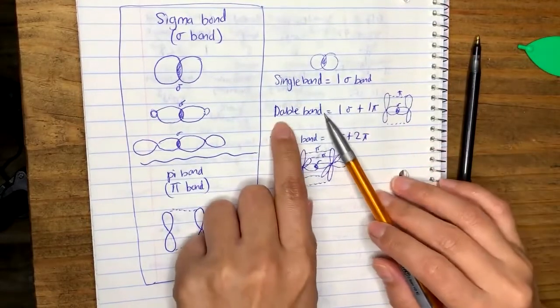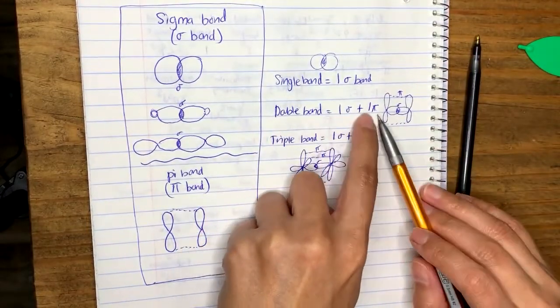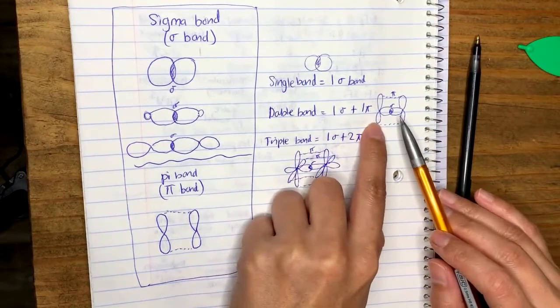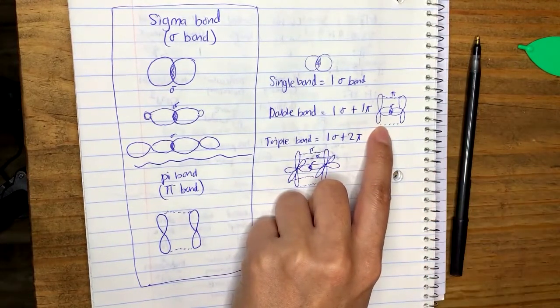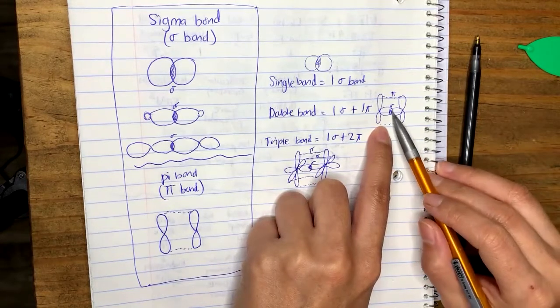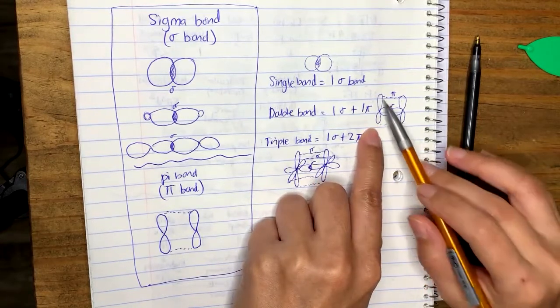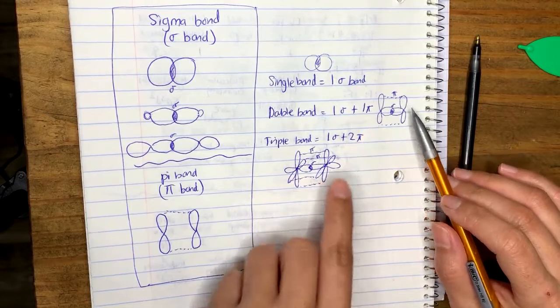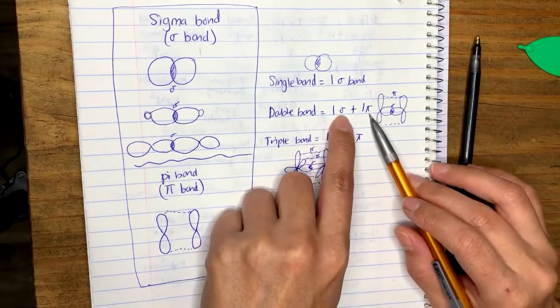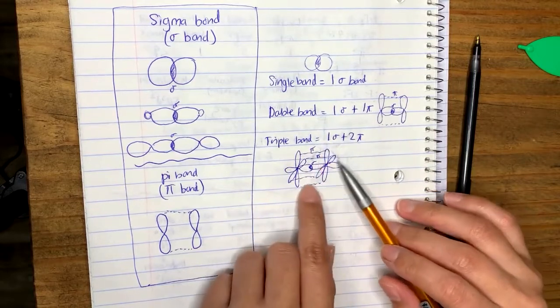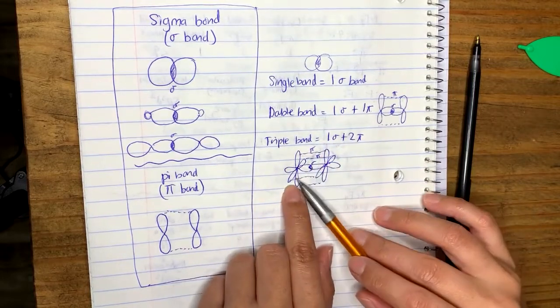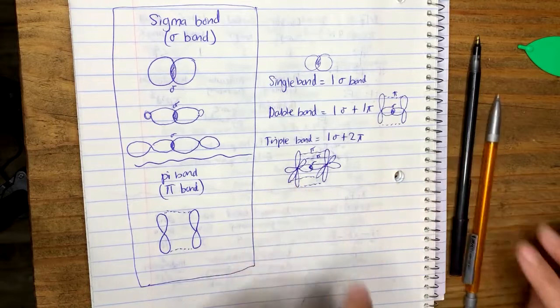When you have a double bond, it's 1 sigma and 1 pi bond. When you draw it out, my drawing is not very good, but I'll show you the drawing in the slides. Touching, and dot, dot, dot connection. That's a double bond, a 1 sigma, 1 pi combination. A triple bond is 1 sigma and 2 pi. So you just have to touch, and dot, dot, dot, on the other side.